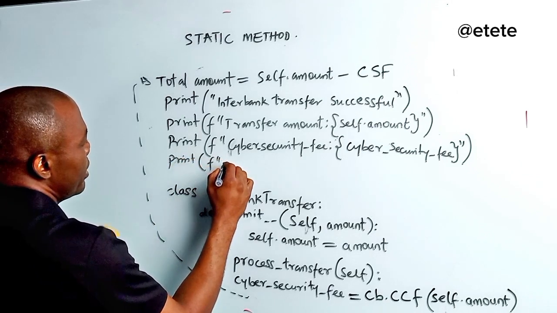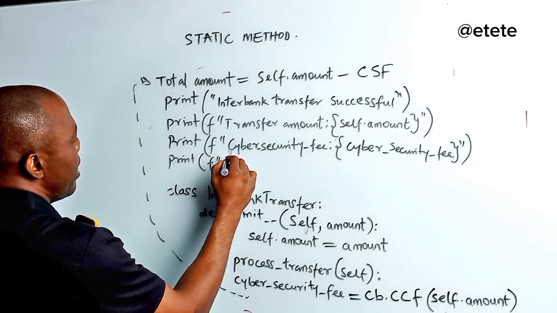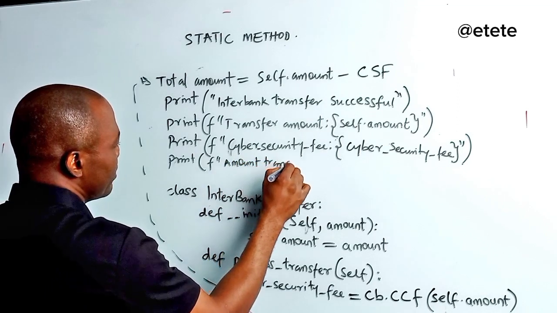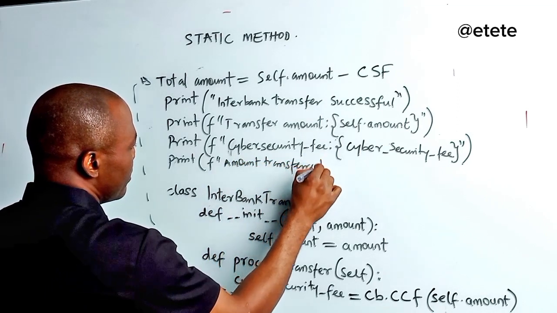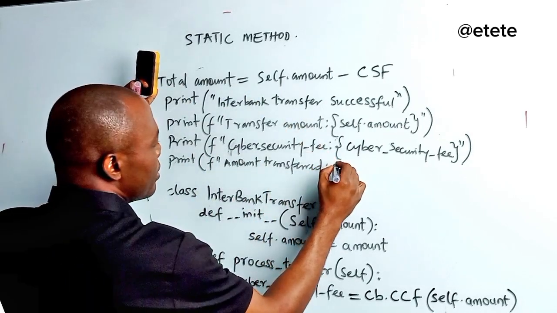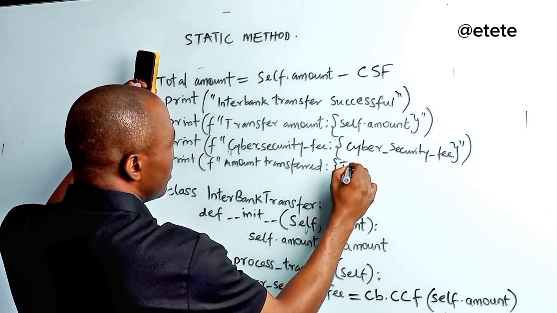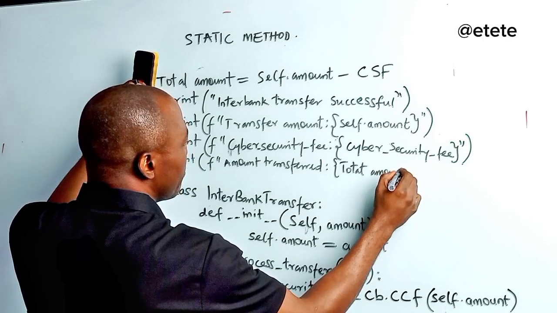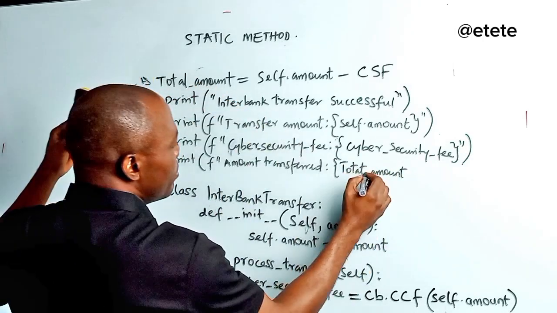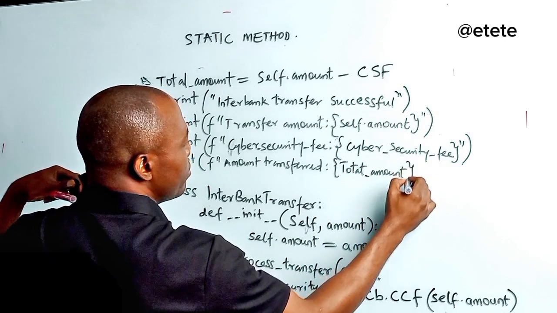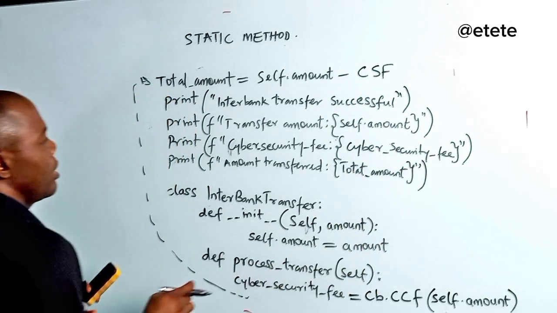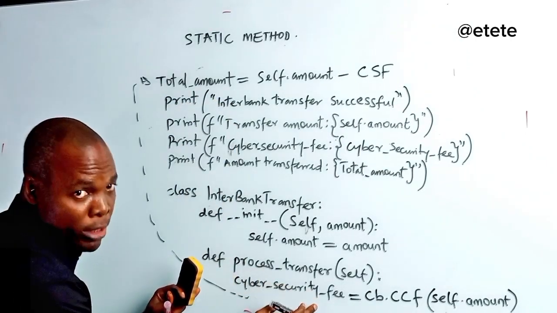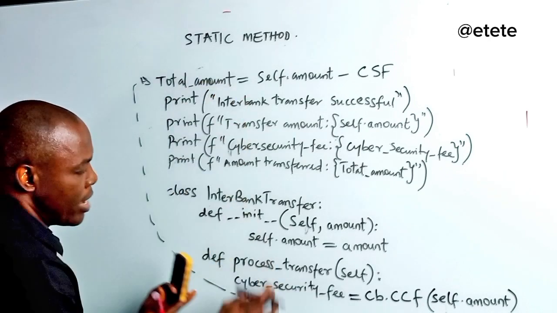I'll bring my format string again, and then I'll say amount transferred, right? I'll bring this, total_amount. We'll put underscore here, right? I'll do this. Then I'll close this. So now, all these things that I've written are under this method, right?